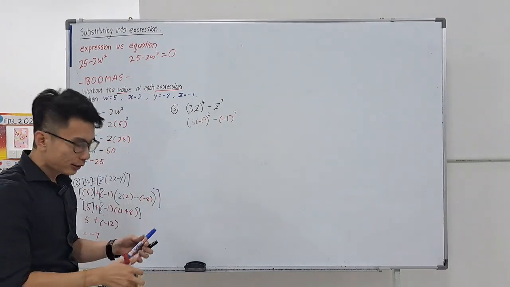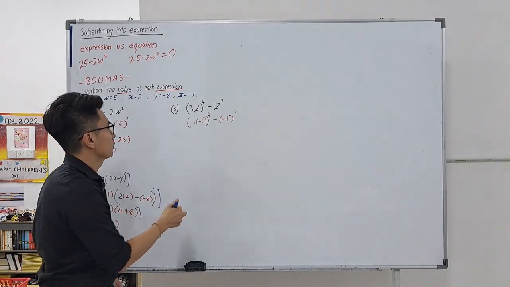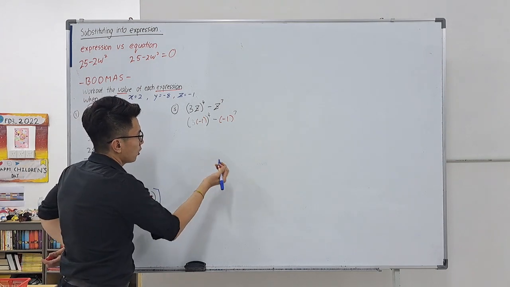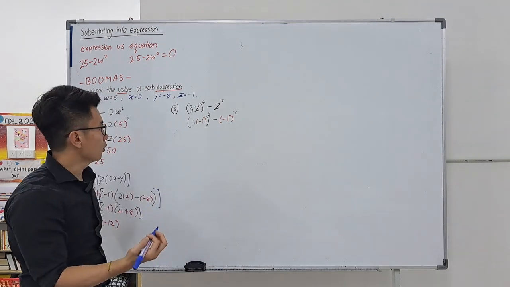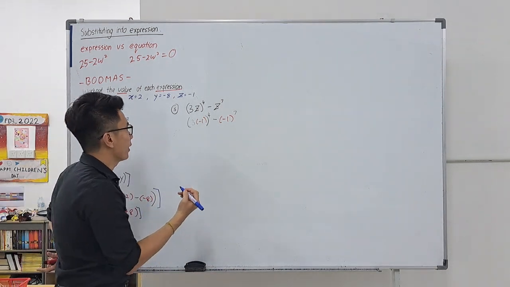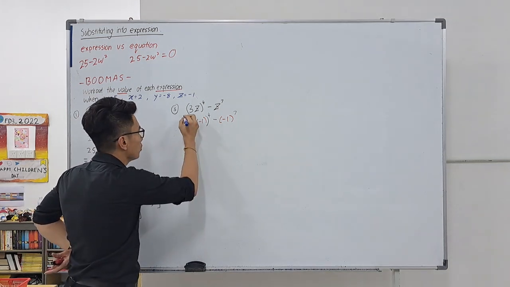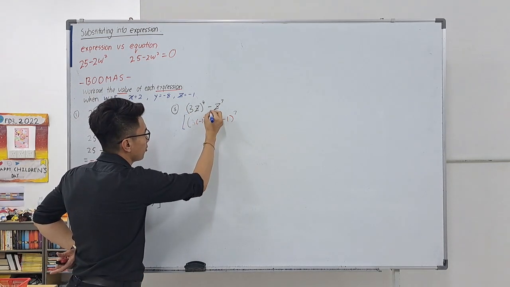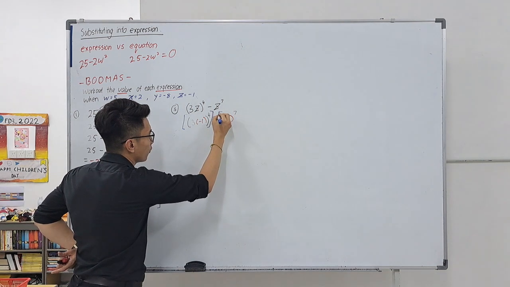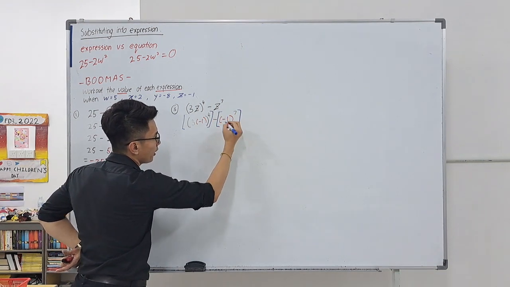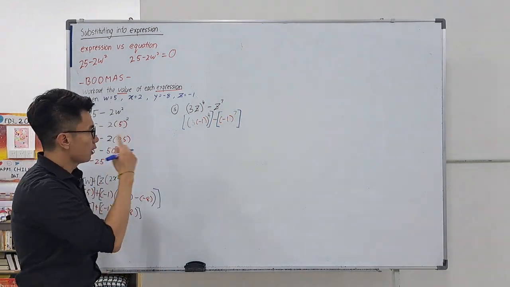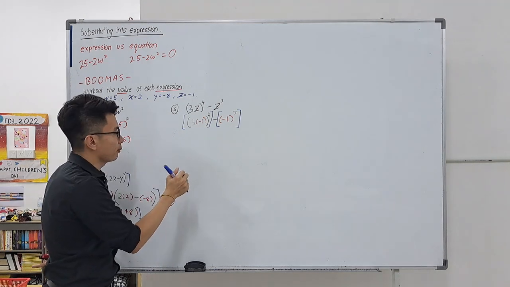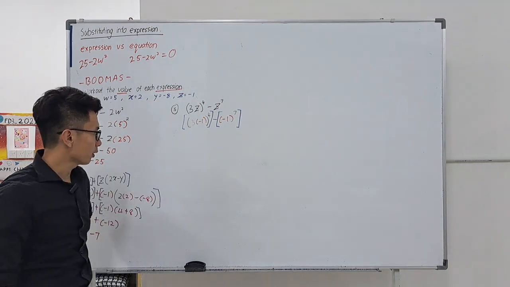Alright, now let's solve this. Okay? So again, you all know that you have to follow the rule of BODMAS, okay? But what I would like to do is add another bracket here, alright? So I don't confuse myself which one I have to do first, okay? So let's solve this part by part. Let's solve this one first, okay?